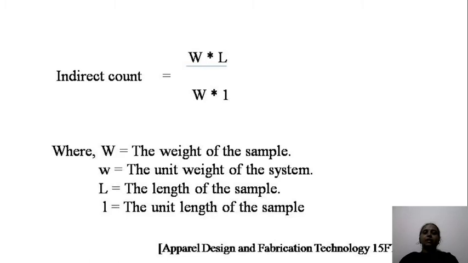So indirect count equals W into L divided by w into l, where capital W is the weight of the sample, small w the unit weight of the system, capital L the length of the sample, and small l the unit length of the sample.